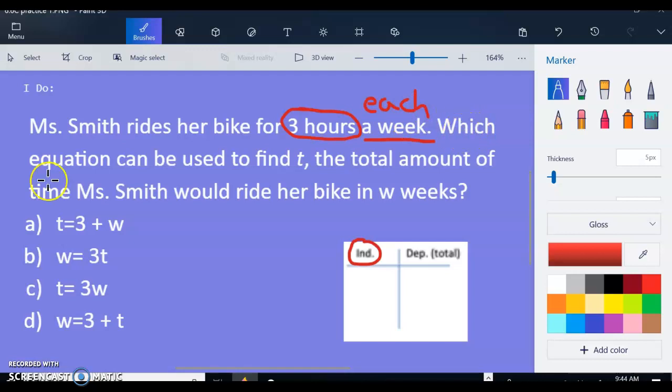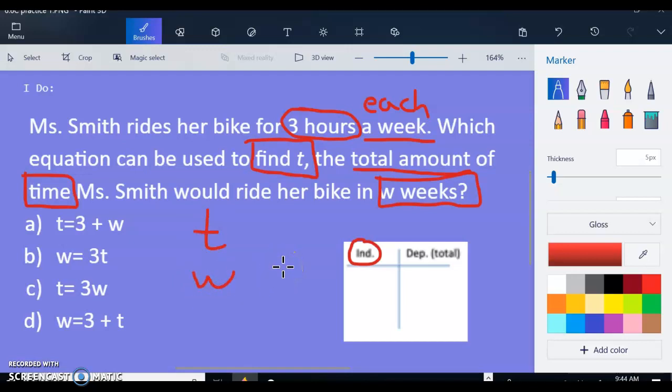So it says which equation can be used to find t. Okay, we are trying to find t, and that's going to be the total amount of time that Miss Smith would ride her bike in W weeks. Okay, so here's another variable for us, a W. Okay, so we know our two variables are going to be t and W.